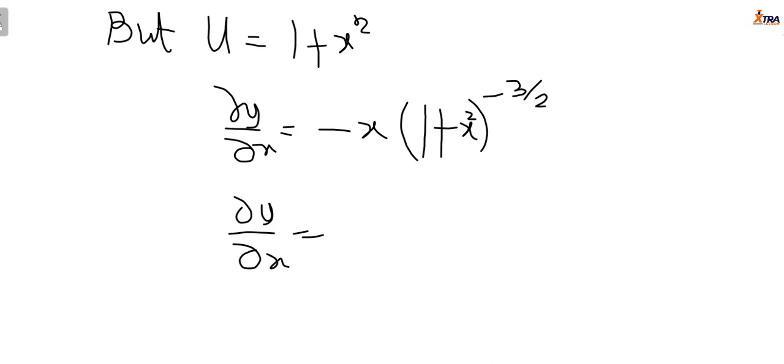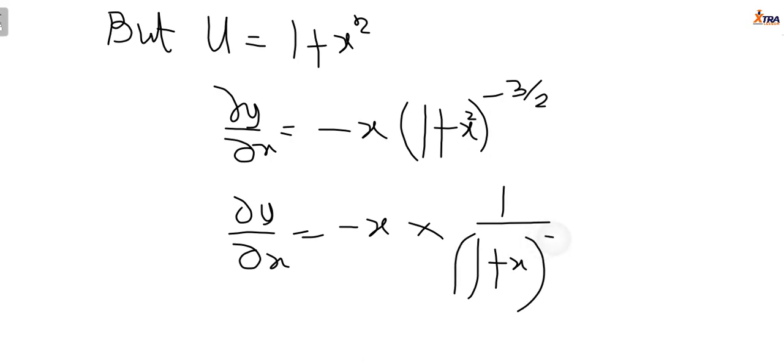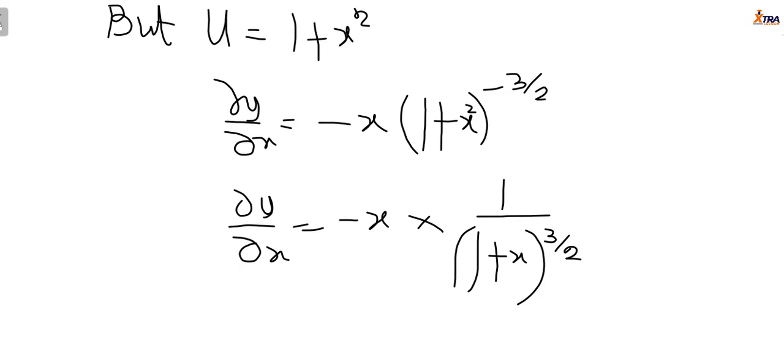This is inverse. It means minus x times 1 over 1 plus x squared, all raised to power 3 over 2. So we have dy over dx equals minus x over 1 plus x squared.